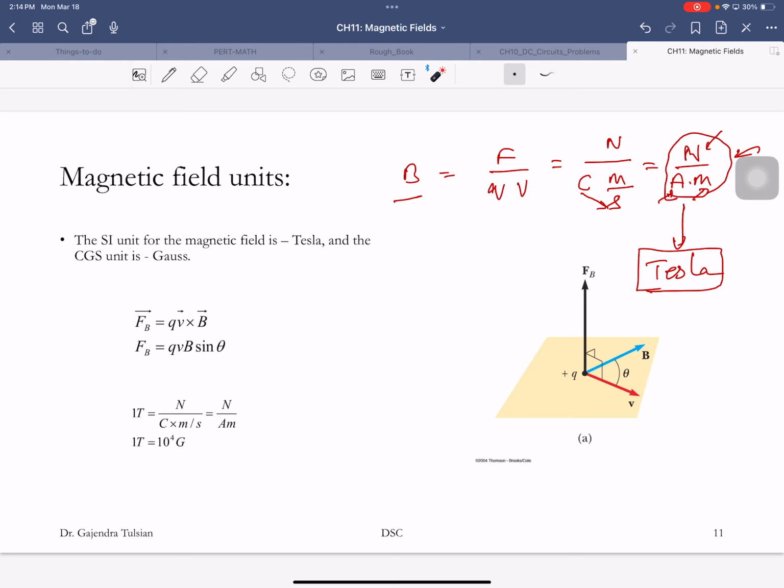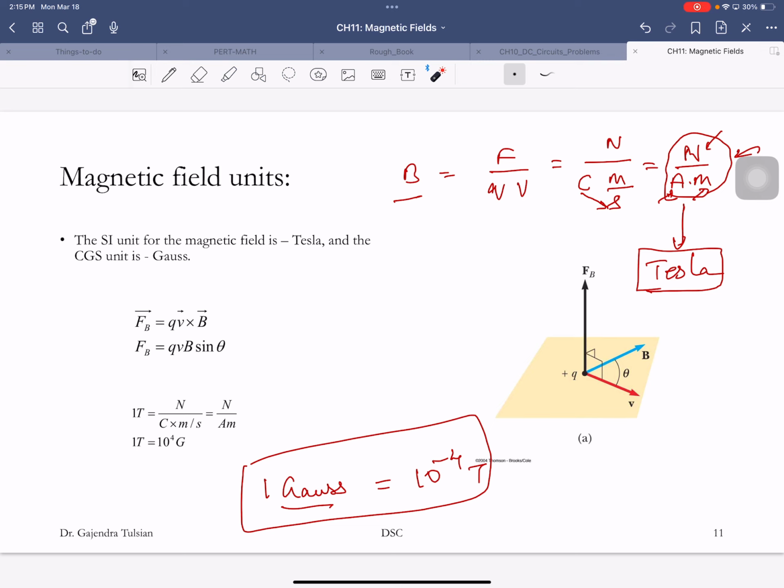So a Tesla is a strong field. The Earth's magnetic field is 1/10,000th of a Tesla. If you want to measure the Earth's magnetic field on the surface of the Earth, a Gauss is a good unit. A Gauss is 1/10,000th of a Tesla. But the SI unit for a magnetic field is a Tesla.